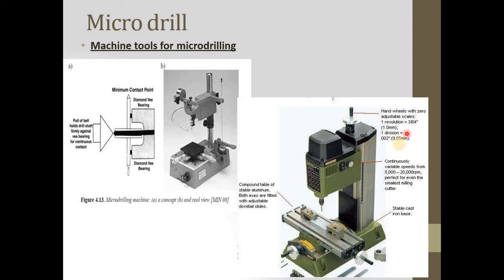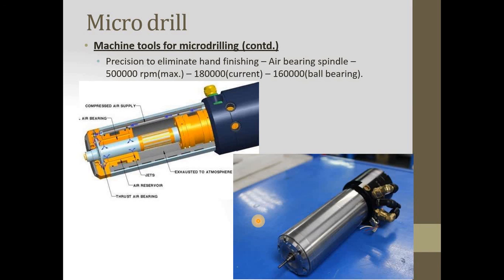This is a hand wheel with zero adjustable scale, cast iron base and component table of stable aluminum. Both axes are fitted with adjustable dovetail slides. This is the inner view where air bearings or air thrust bearings are used in the micro drill. This is the compressed air supply from this side.